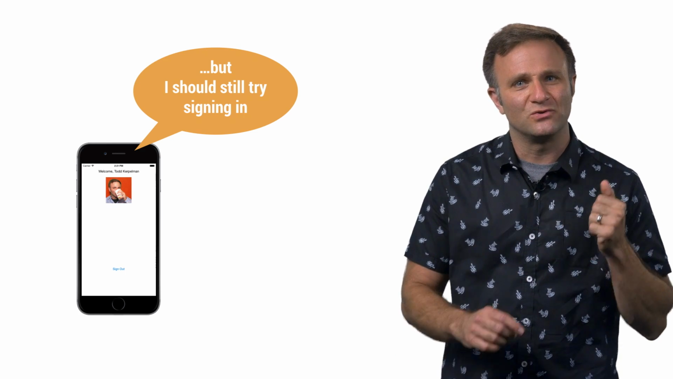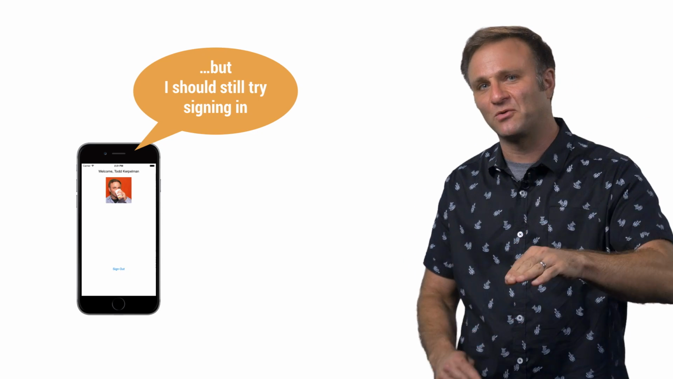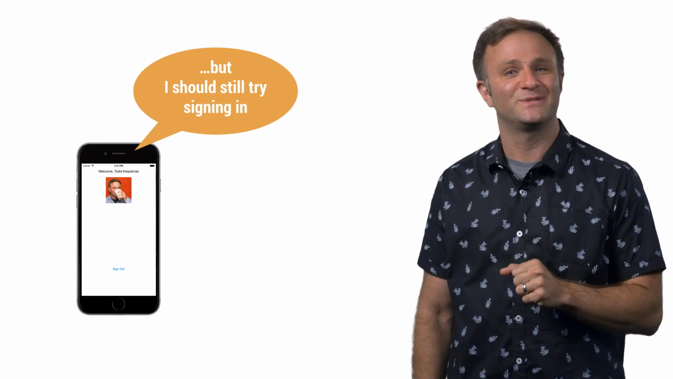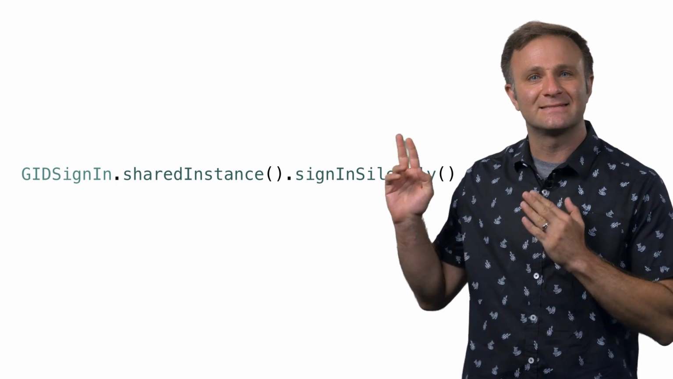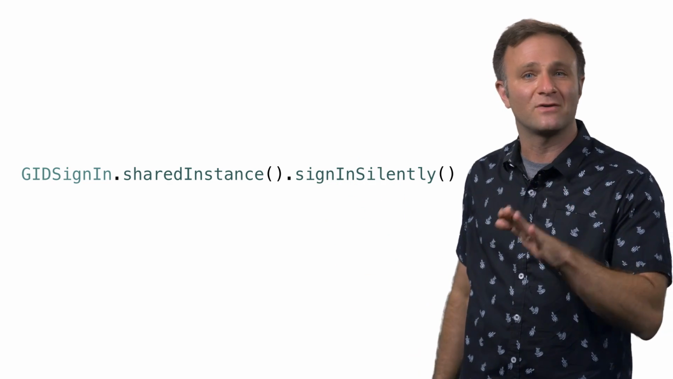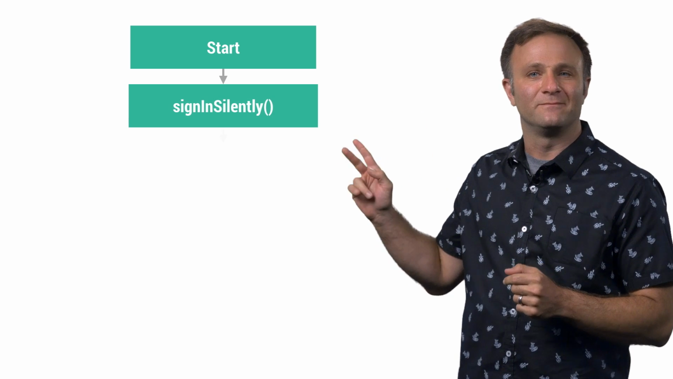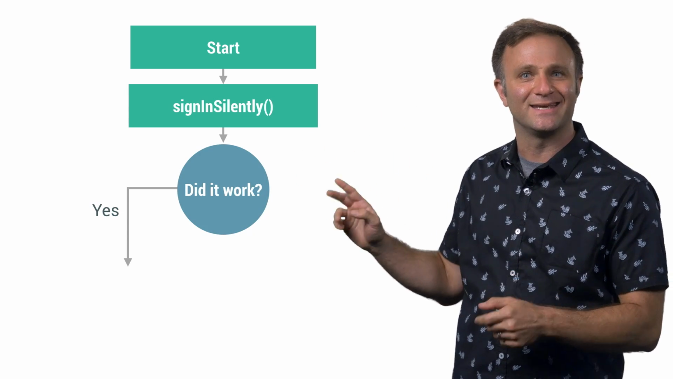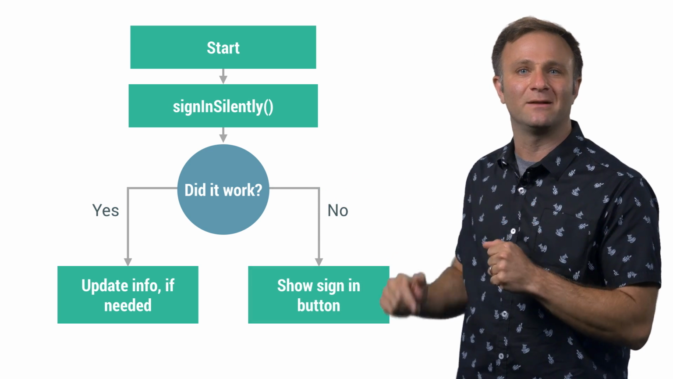But also, if we're using Google Sign-In in order to perform other actions using Google services, and I'll talk about that more in the next video, we'll be sure to have an up-to-date access token. So to help with this, Google also has a Sign-In Silently method. This method will try to sign the user in without showing them any kind of confirmation dialog. So when we start up our app, we're going to want to call it. If it works, then our user is signed in and we can update any info as needed. And if it doesn't, well, then we can show our sign-in button.